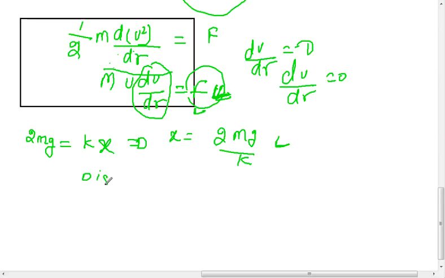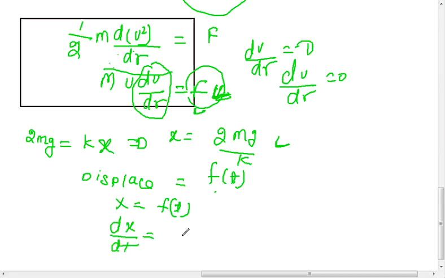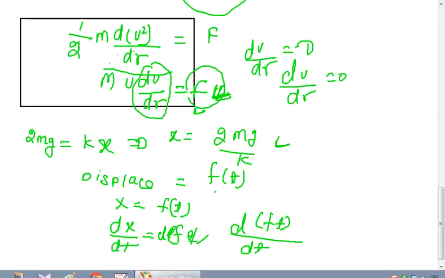Displacement, let's suppose displacement is a function of time. So x is equal to f(t). So dx by dt is equal to the differentiation of f with respect to t. Okay guys.